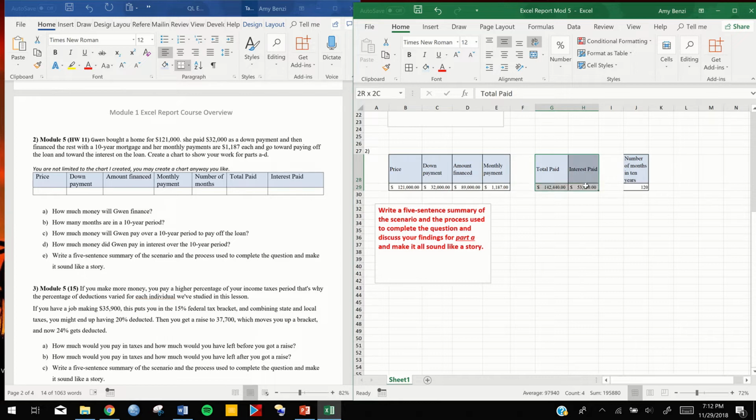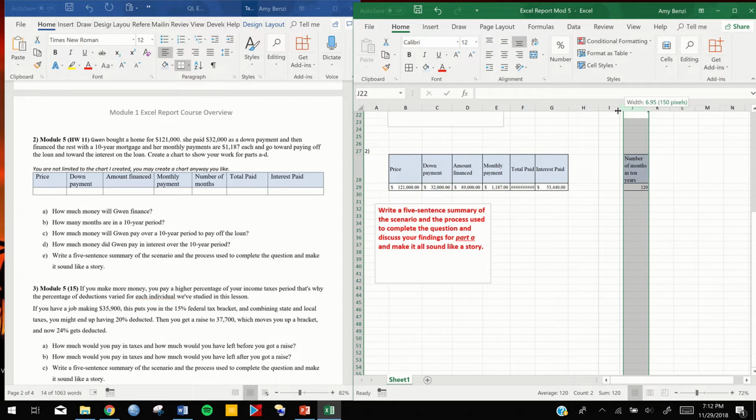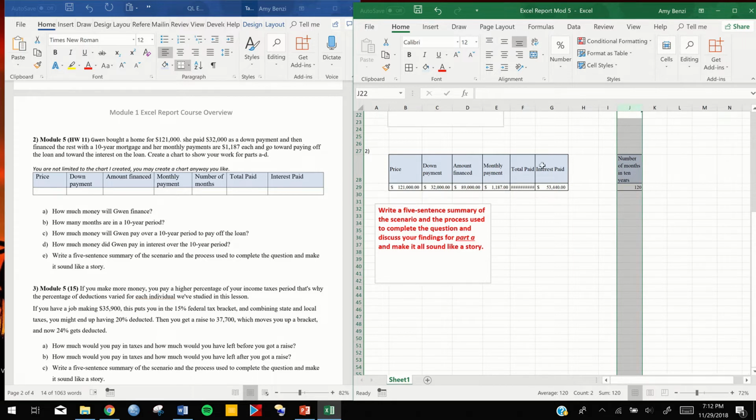But it does have to do with money, so I'll go ahead and leave it. All right. So what I'm doing now is trying to select these cells, and I'm going to move them over here. So the number of months was just something we needed to know in order to find the total paid. Do you see the problem that happened here?